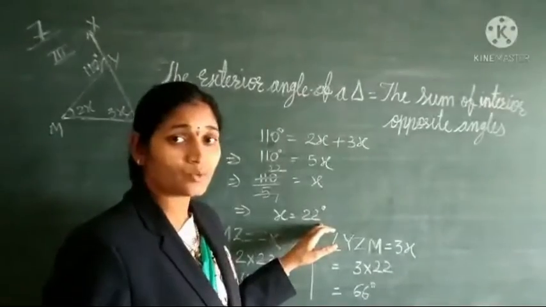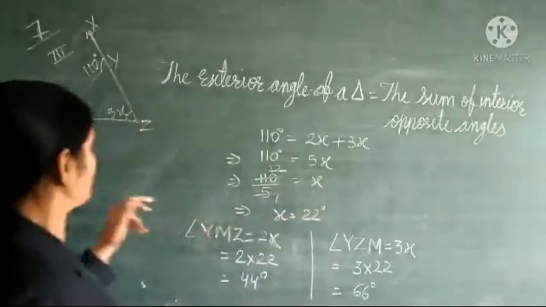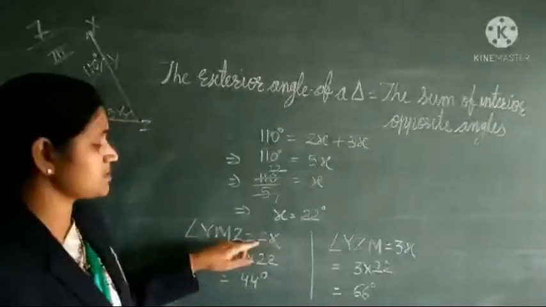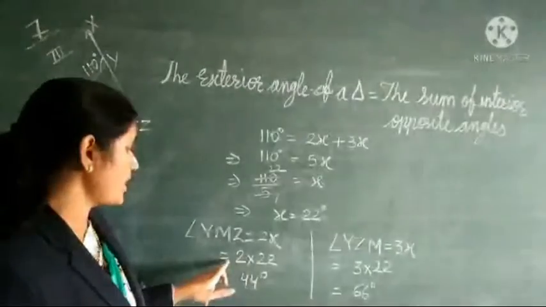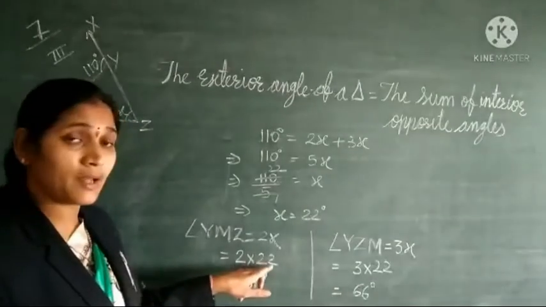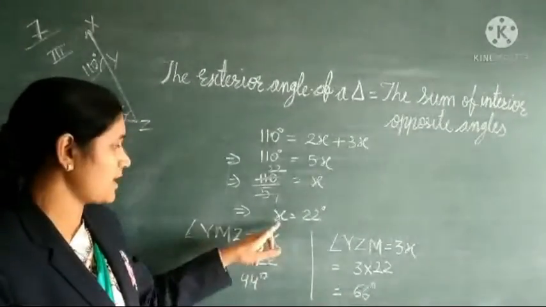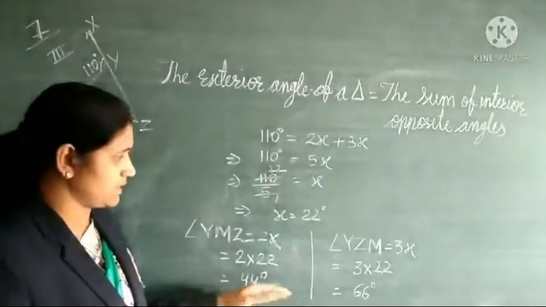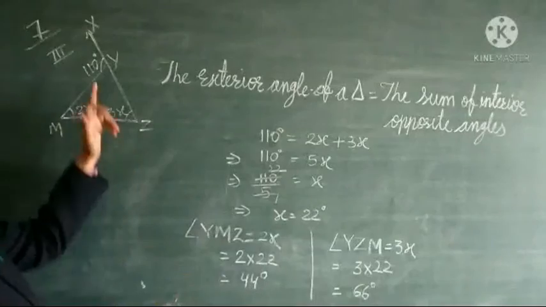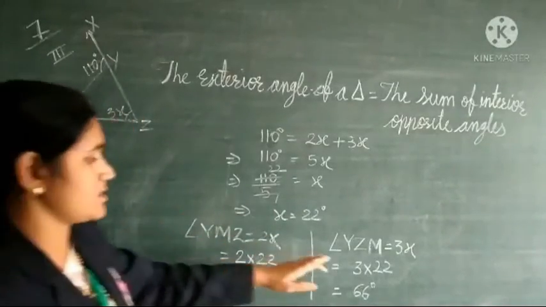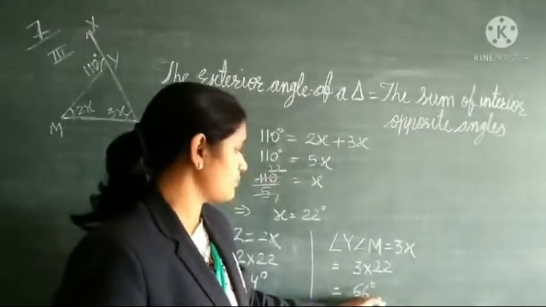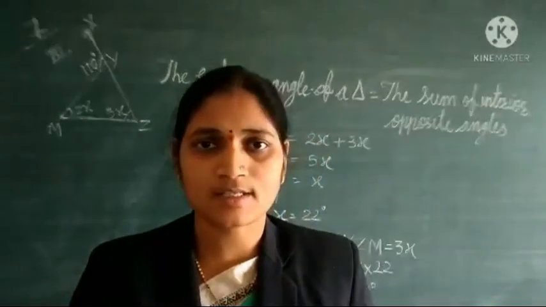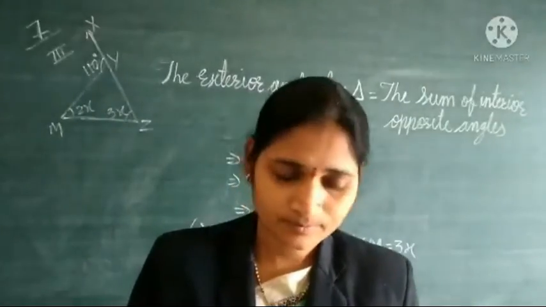Here we have to find the value of those angles also. In angle YMZ, this value is equal to 2x. So YMZ is equal to 2 multiplied by 22. Here we put the value of x. So 44 degrees. So angle M is equal to 44 degrees. Same here, angle YZM is 3x. So 3 multiplied by 22, we get 66 degrees. In such a way, students, you can solve the remaining examples of this exercise.